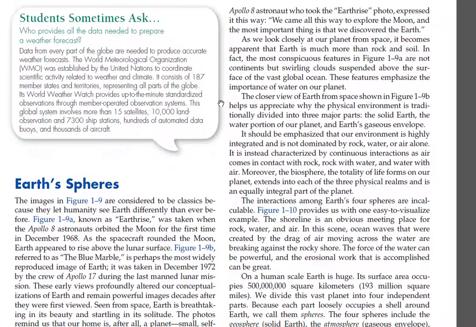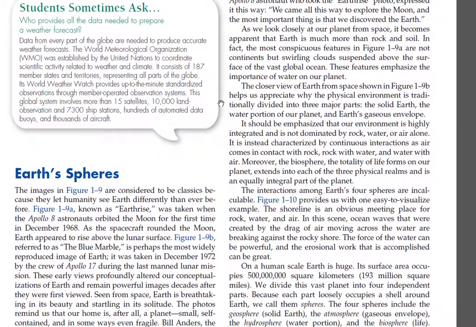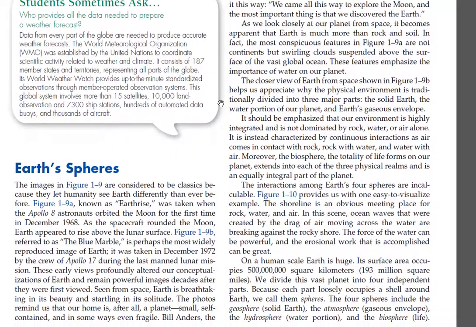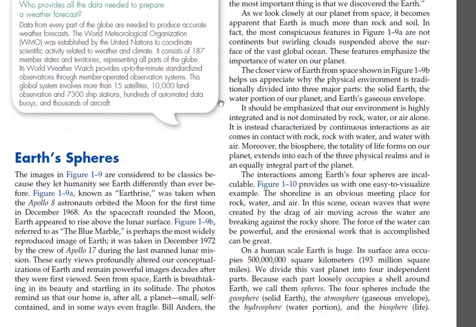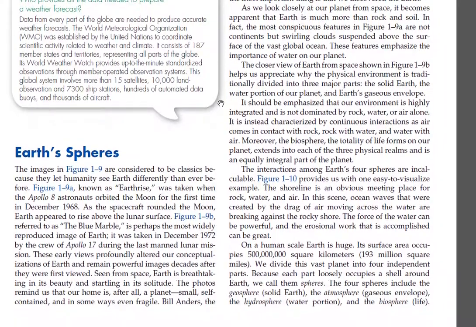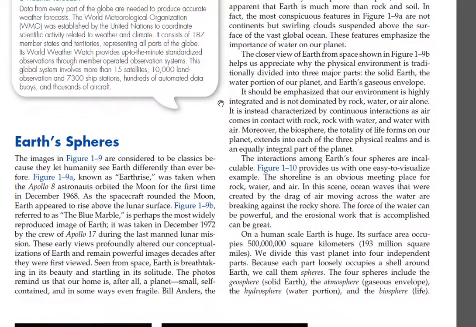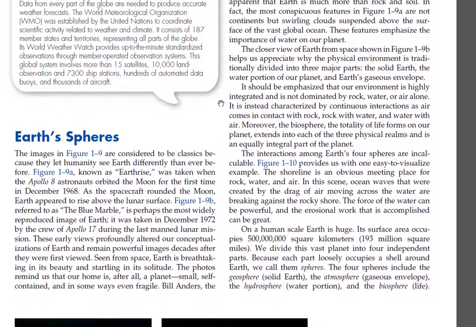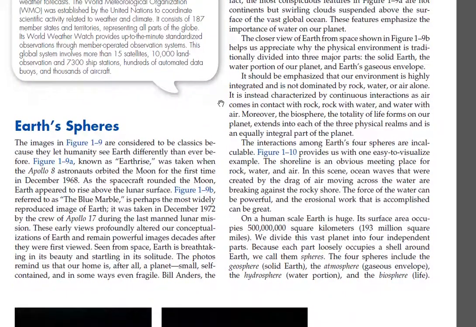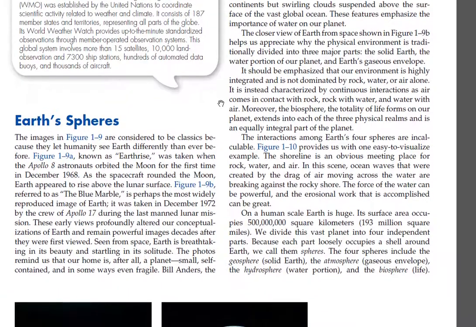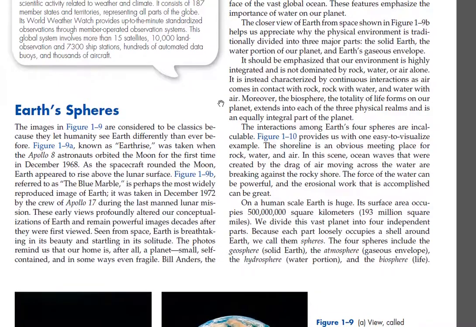The closer view of Earth from space shown in Figure 1.9b helps us appreciate why the physical environment is traditionally divided into three major parts: the solid Earth, the water portion of our planet, and Earth's gaseous envelope. It should be emphasized that our environment is highly integrated and is not dominated by rock, water, or air alone. It is instead characterized by continuous interactions as air comes in contact with rock, rock with water, and water with air.